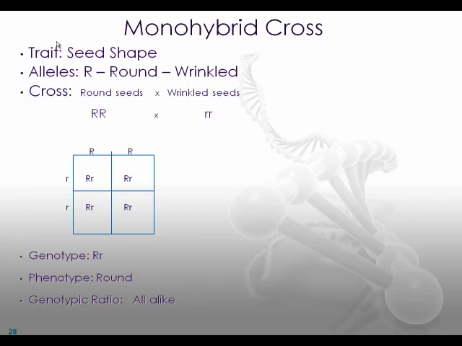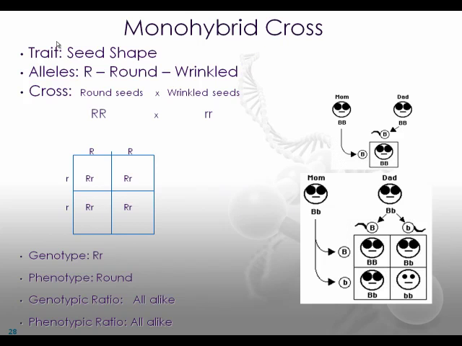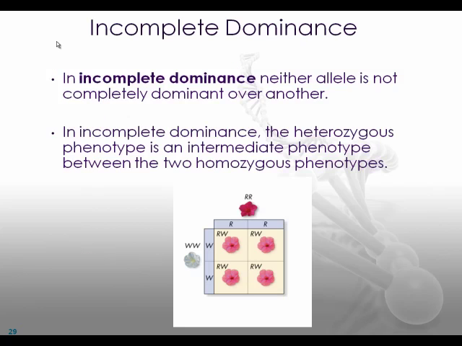Here are additional examples of monohybrid crosses. Take a moment to study these diagrams. There are some inheritance patterns that would not follow Mendel's laws. The first one we're going to review is incomplete dominance. In incomplete dominance, neither allele is completely dominant over the other. The heterozygous phenotype is an intermediate phenotype between the two homozygous phenotypes.